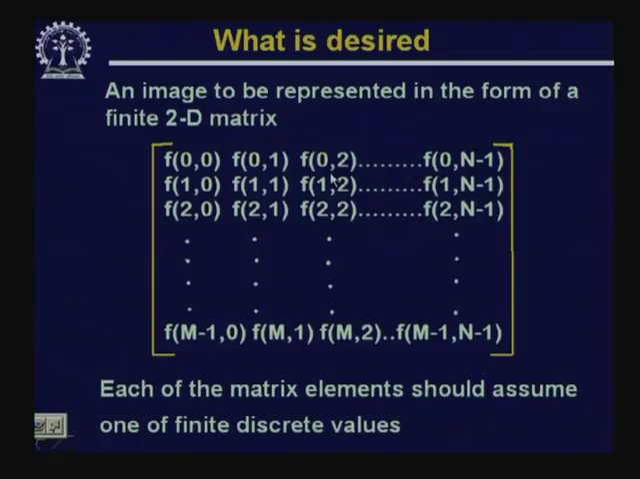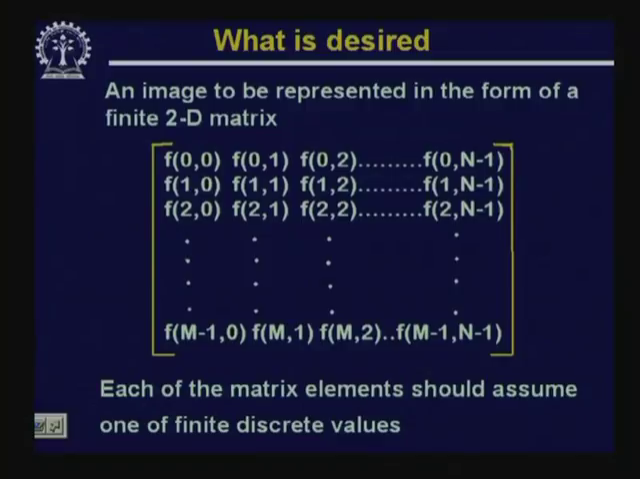Now, the second requirement: if I do not do any other processing on these matrix elements, what does each matrix element represent? Every matrix element represents an intensity value at the corresponding image location, and the number of intensity values can again be infinite between a certain minimum and maximum, which again cannot be represented in a digital computer. So here we want each of the matrix elements to assume one of a finite set of discrete values. So when I do both of these, the first operation is sampling, to represent the image as a finite two dimensional matrix, and each of the matrix elements has to be digitized so that the intensity value at a particular element can assume only values from a finite set of discrete values. These two together complete the image digitization process.